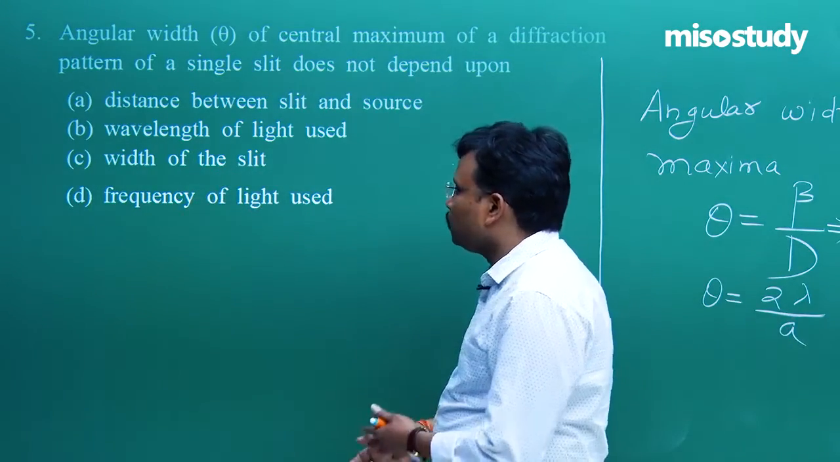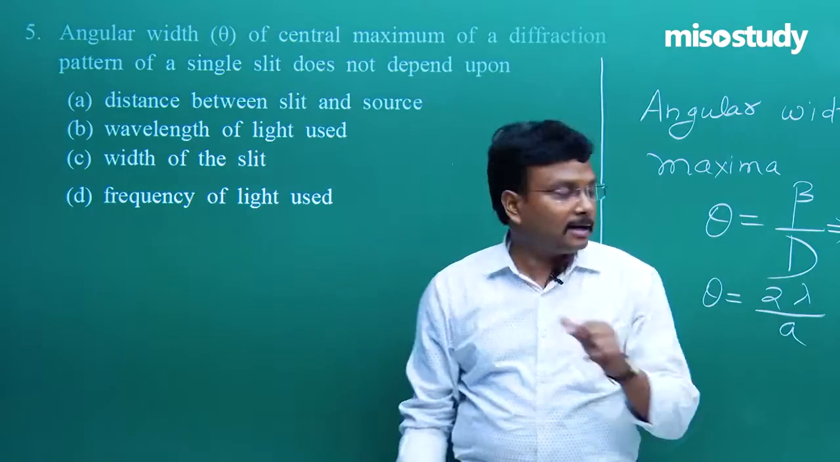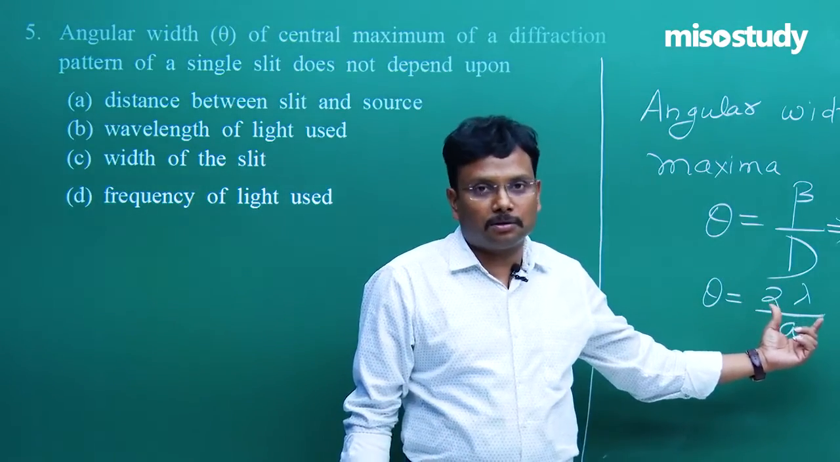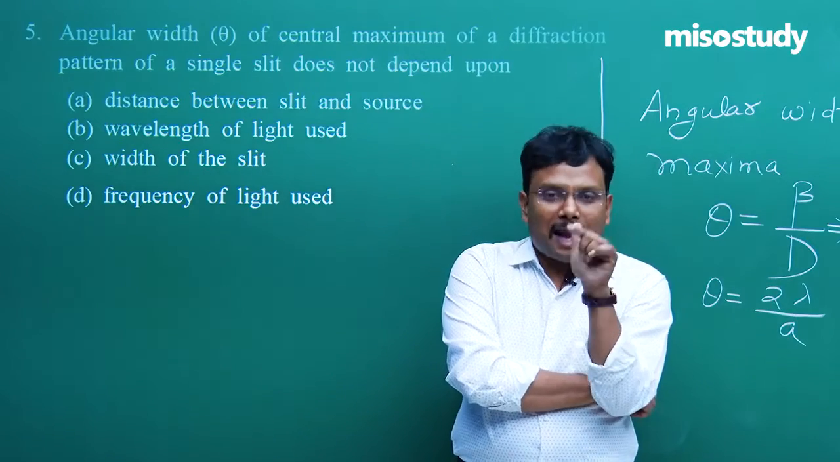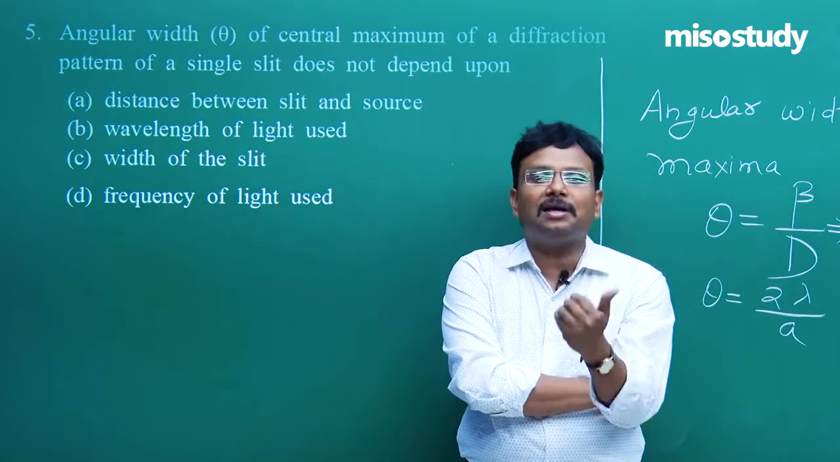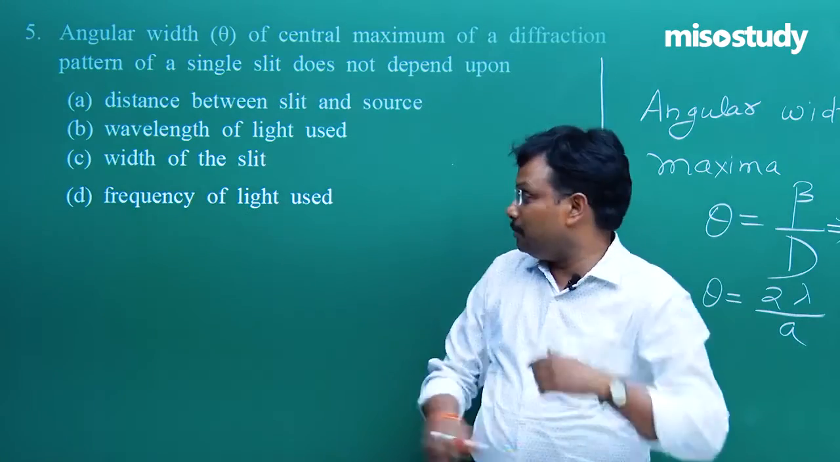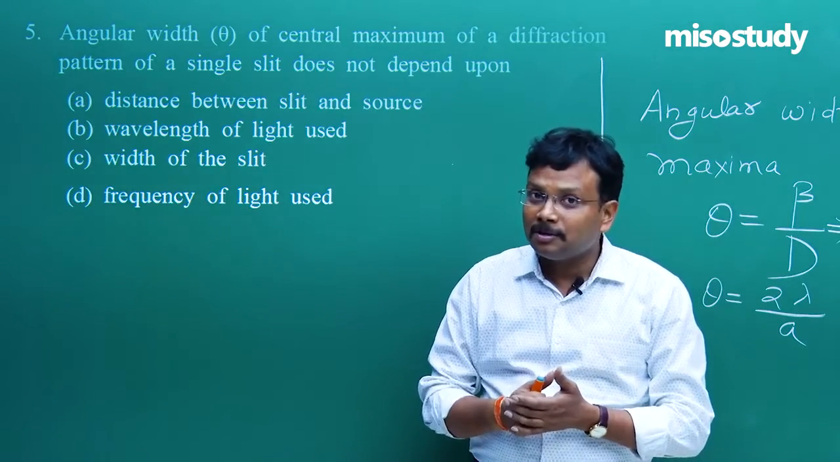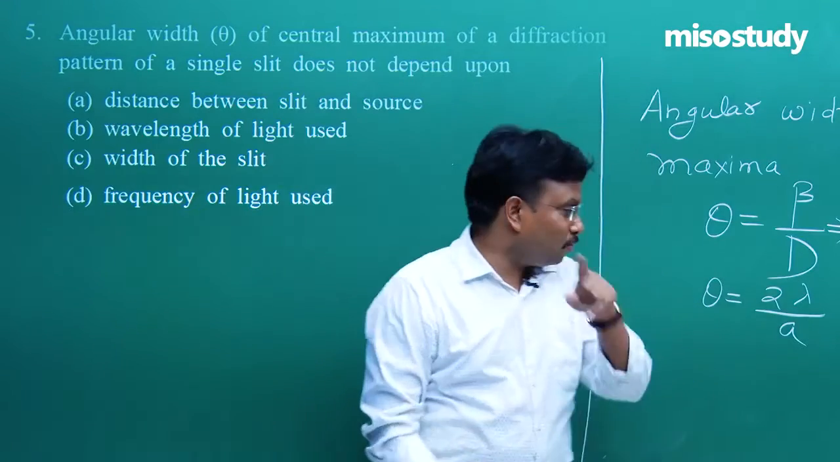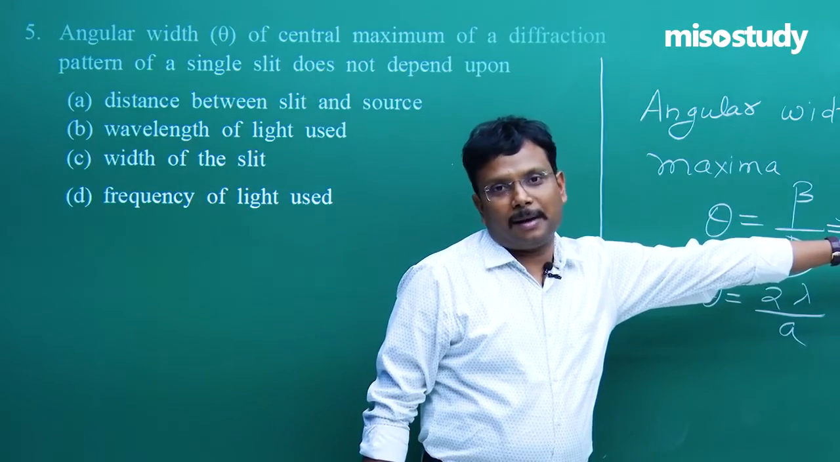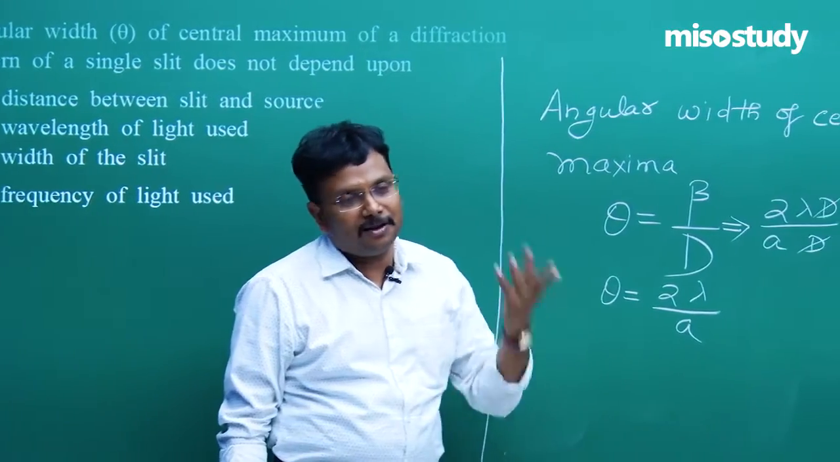Frequency of the light used, actually directly over here frequency is not showing, but don't you think you should correlate lambda with the frequency using speed of light c? So ultimately this is also not correct. Ultimately the correct one is distance between slit and source, capital D, which is the distance between slit and source.